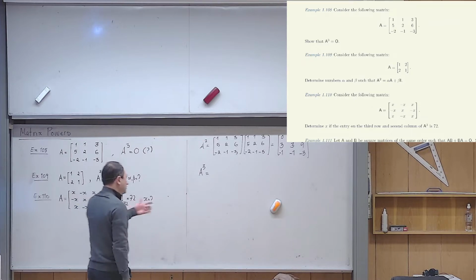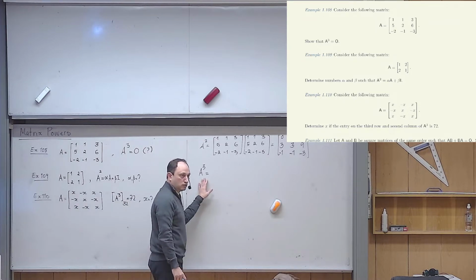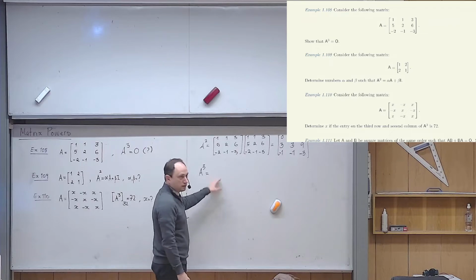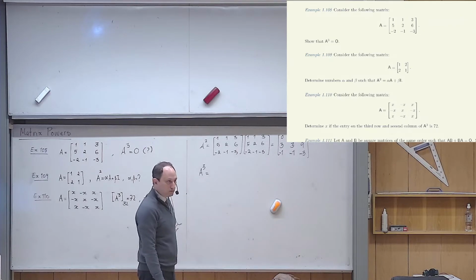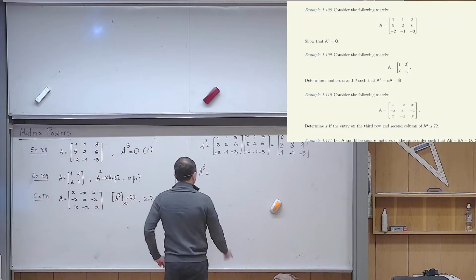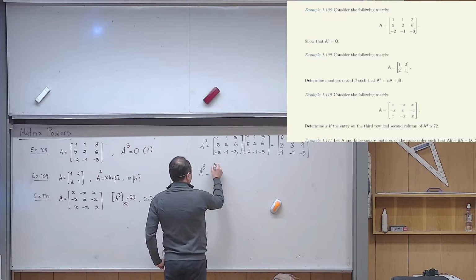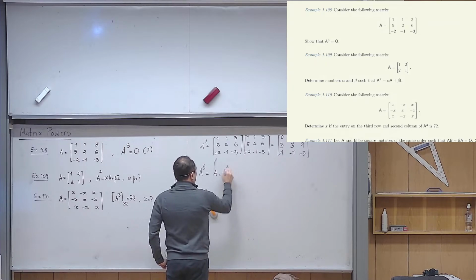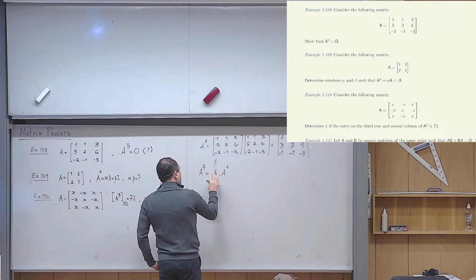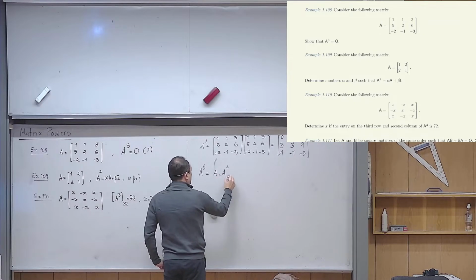But because of associativity, it is guaranteed that in any way that you do it, the final result will be the same, even though the intermediate steps are different. So I don't know which way you want to do it. So let me take A again and multiply it by A squared. You could take A squared first and then multiply it by A.